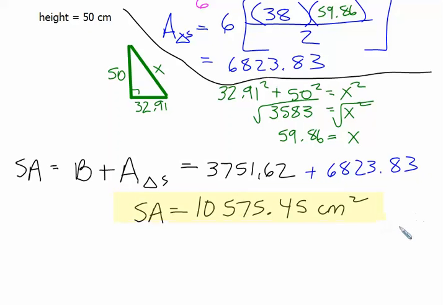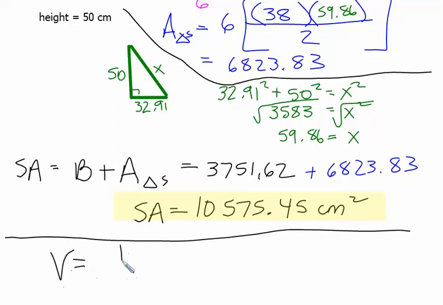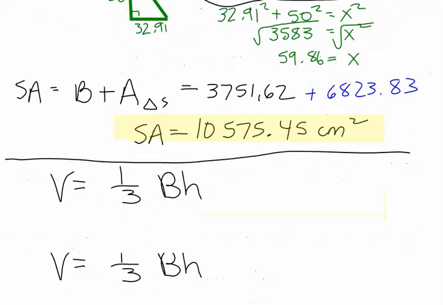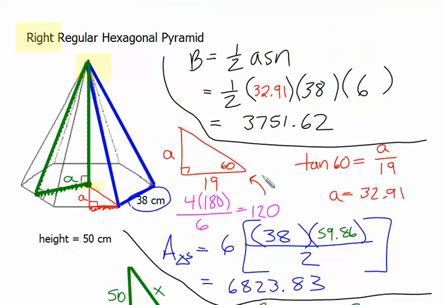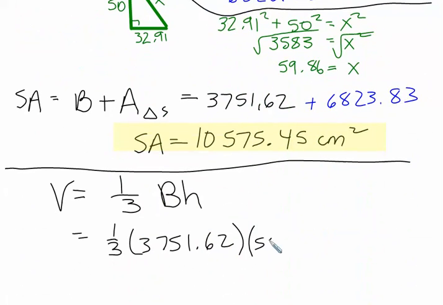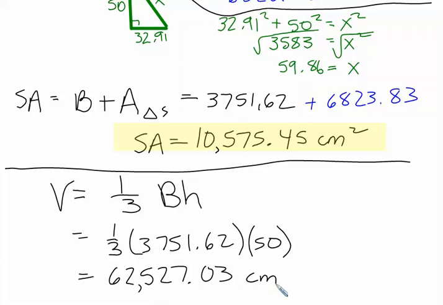Then for the volume, this is a pyramid. It comes to a point. So the volume is 1/3 the area of the base times the height. We've already calculated the base. It's the 3751.62. The height of our pyramid was given to us to be 50. So we will just plug that in place of the h. It's 50. And when we multiply this out, 1/3 times the 3751.62, I'm keeping all the decimals on my calculator, times 50, I'm getting 627.03. The units would be centimeters cubed.